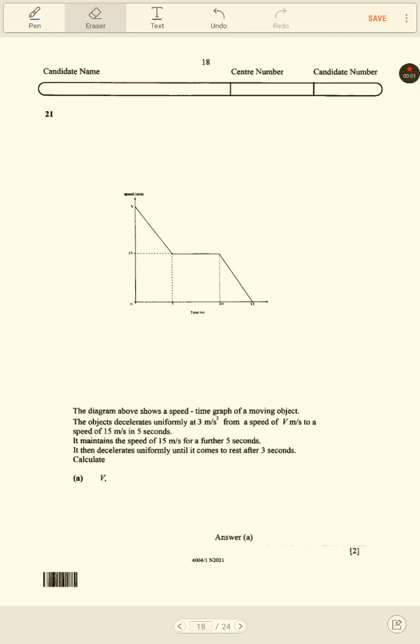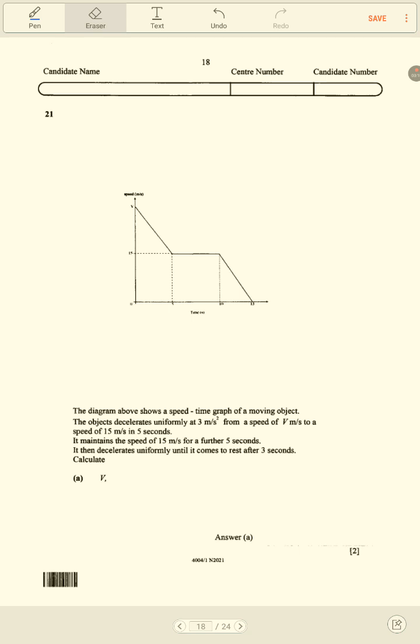Welcome to today's lesson. In today's lesson, we're going to continue answering November 2024 paper 1 Zimsec. The question on the screen is question number 21.